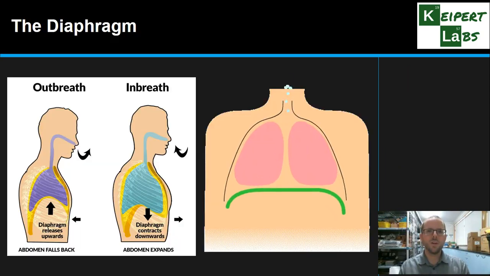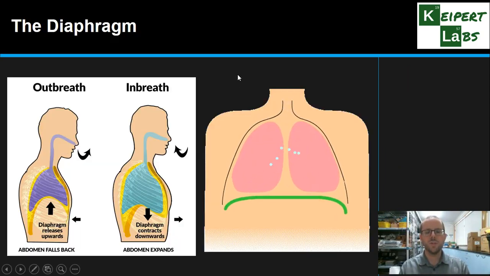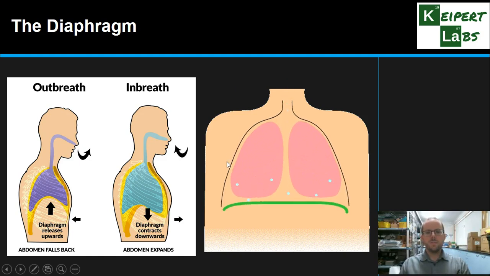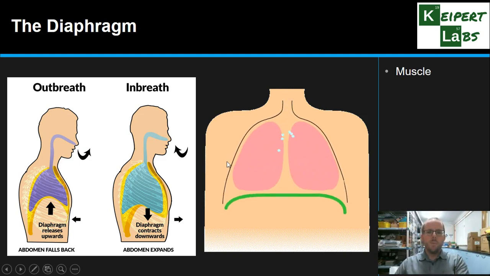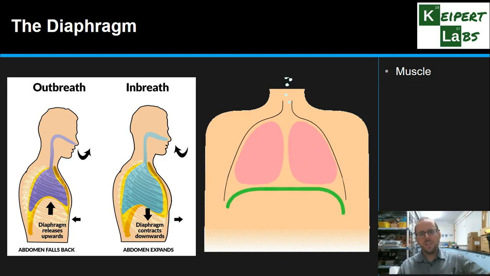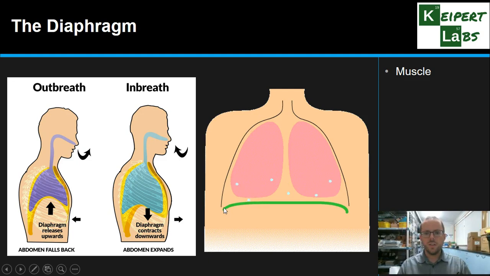The whole reason it works is due to the muscle we call the diaphragm. So the diaphragm is a muscle that extends from one side of your body across to the other, and comes directly underneath the bottom of your rib cage. So you can see it's the green line that's represented here.